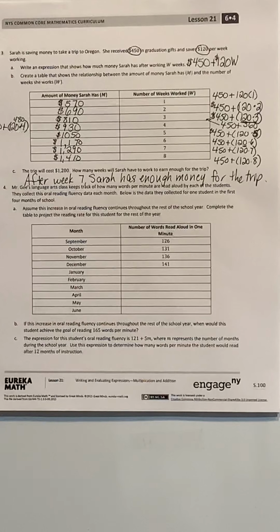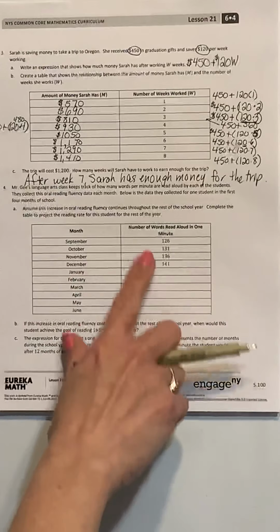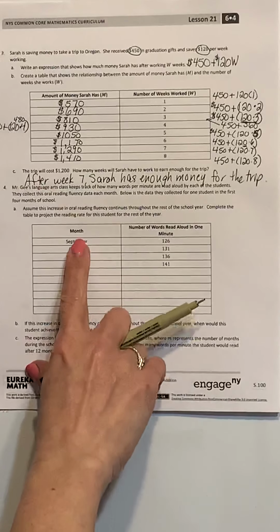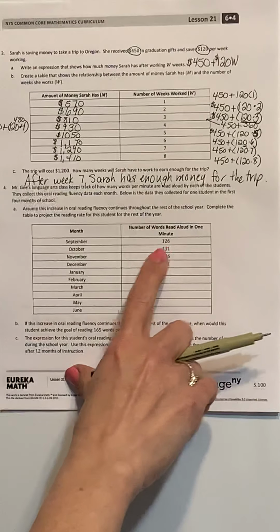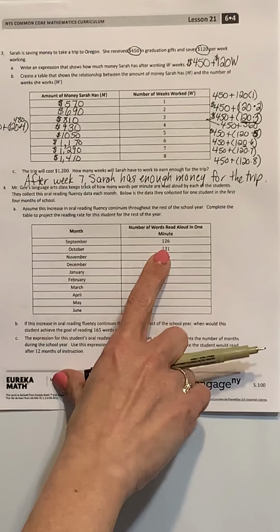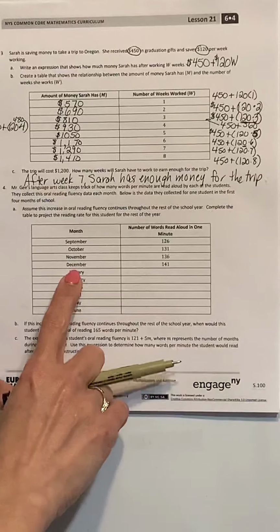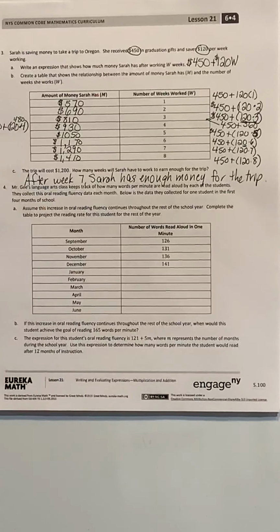Assume this increase in oral reading fluency continues throughout the rest of the year. Complete the table to project the reading rate for this student for the rest of the year. So we're projecting how the student will progress. So in September, 126 words per minute. October, 131 words per minute. November, 136 words per minute. And December, 141 words per minute.